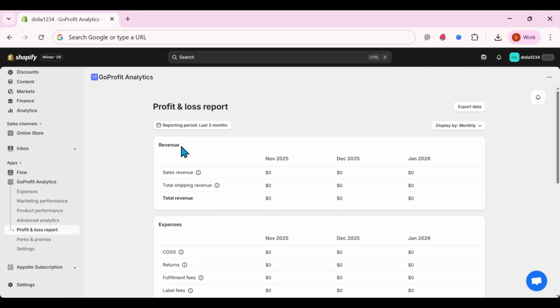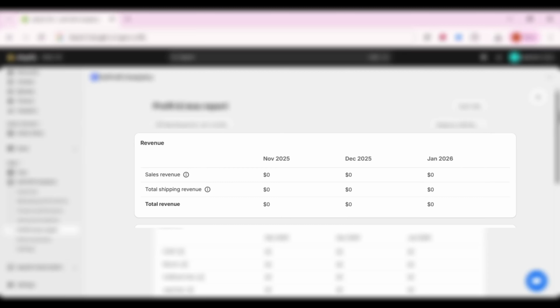The first section shows revenue, where you can track total revenue for each selected period. Revenue is broken down into sales revenue, shipping revenue, and total revenue for easier comparison.